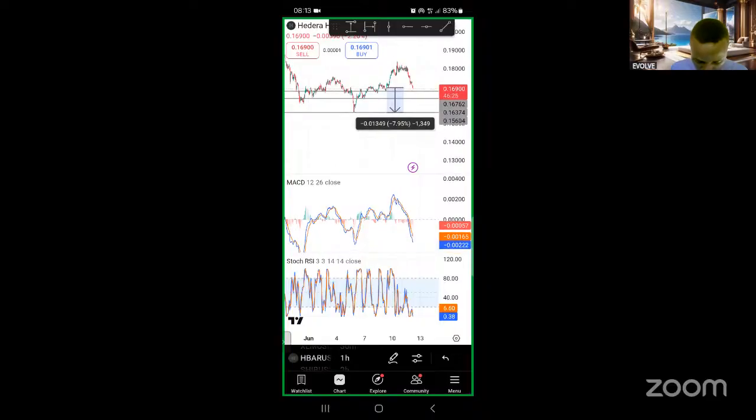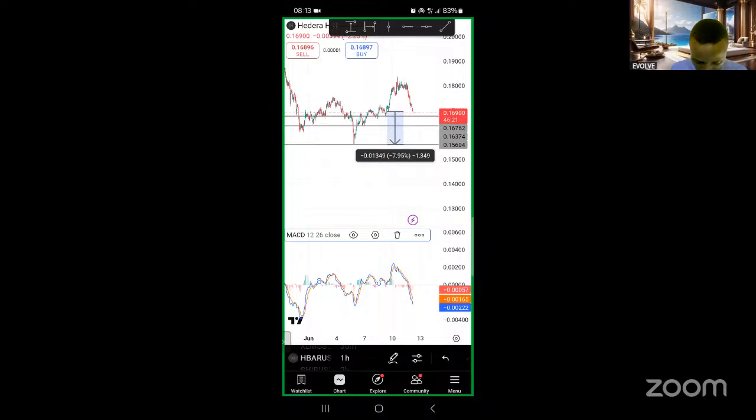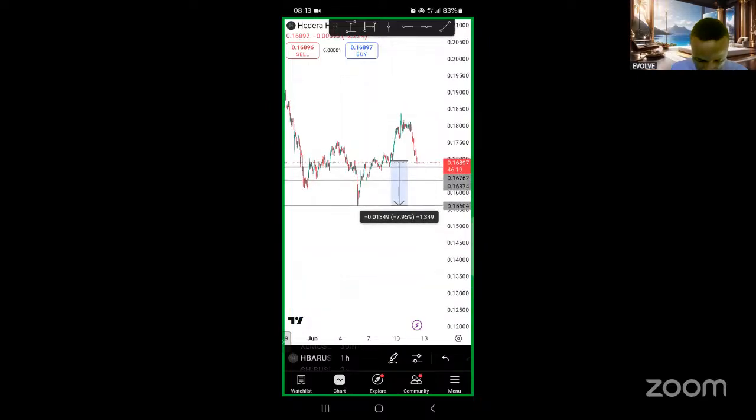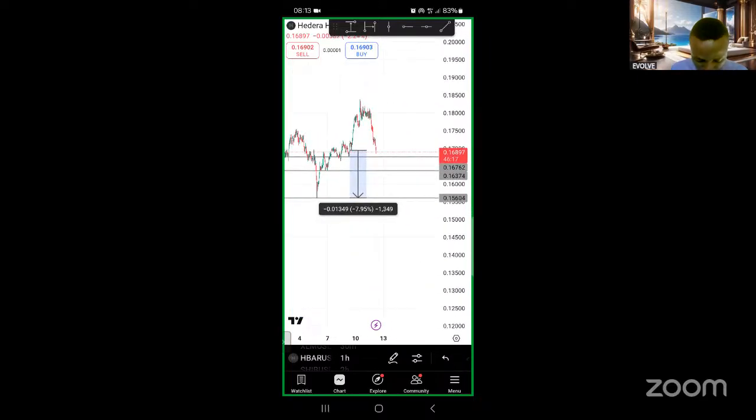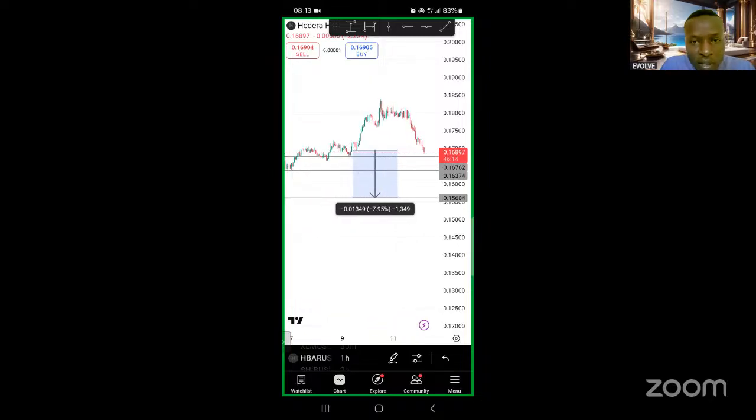Let me first remove this RSI, remove MACD. We leave our chart open like this. How many of you have TradingView already? Can you give me a one?